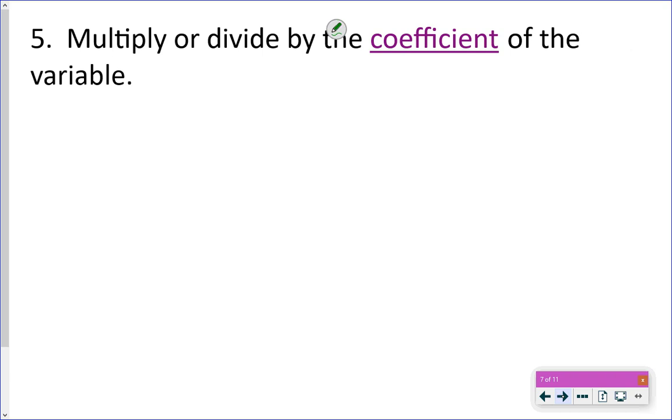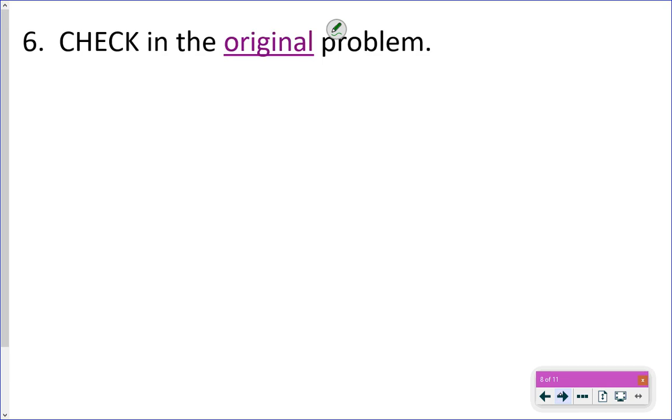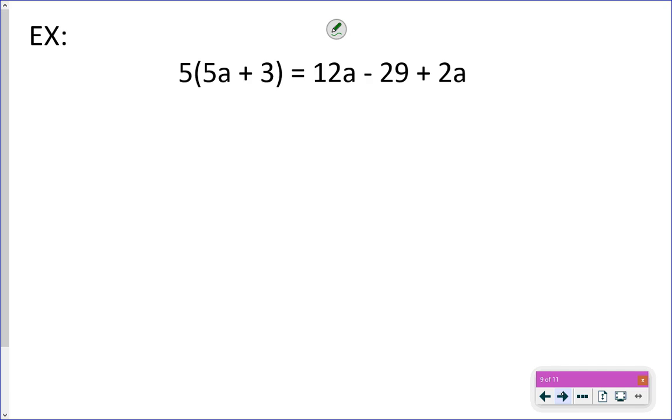Step 5, multiply or divide by the coefficient of the variable. Remember, coefficient is a vocabulary word in math that means the number in front of the letter. So the number in front of the variable. And step 6, check in the original problem. So we're going to do 2 examples to put this to use.